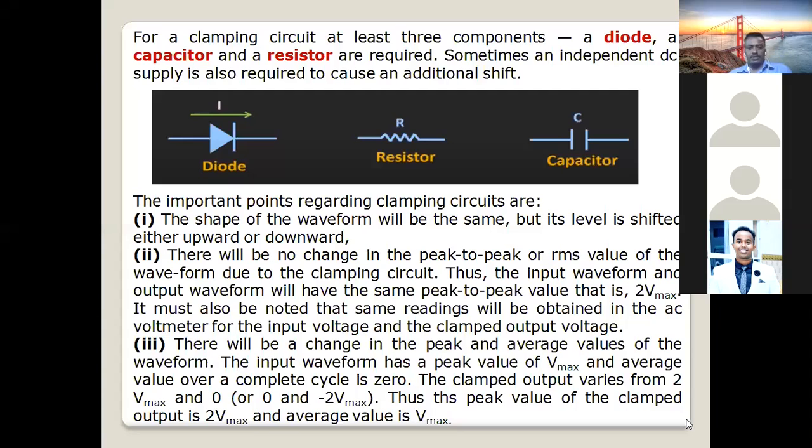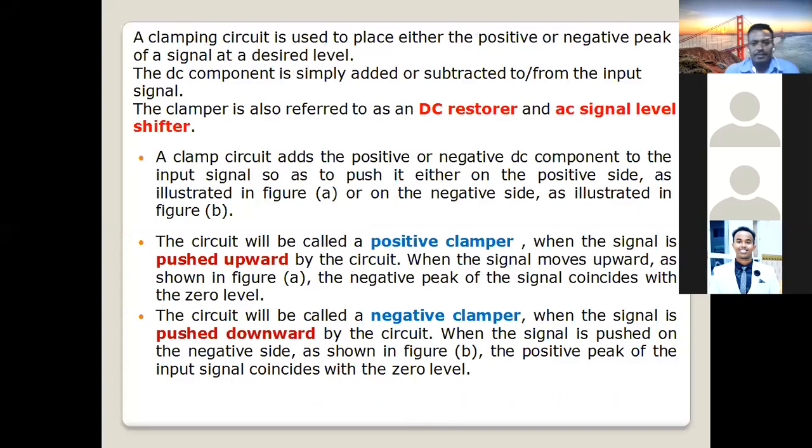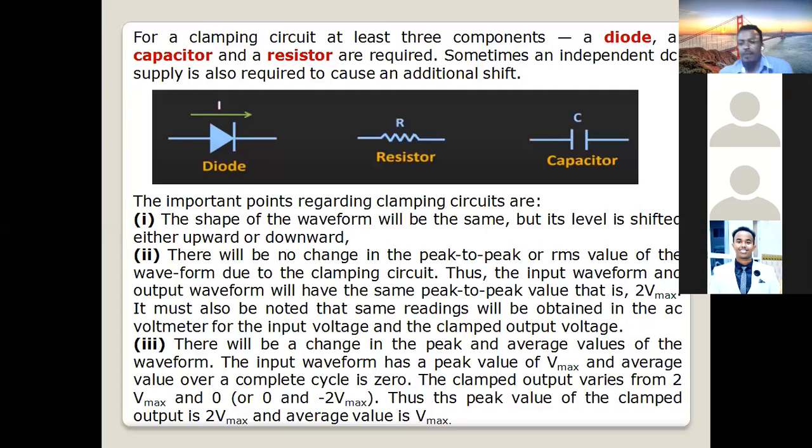Okay, so let's continue our discussion on clamper circuits. A clamper circuit is a wave shaping circuit, which is used to shift a signal upward by some DC value. We call it a positive clamper, or shift the signal downward by some DC value. We call it a negative clamper circuit.